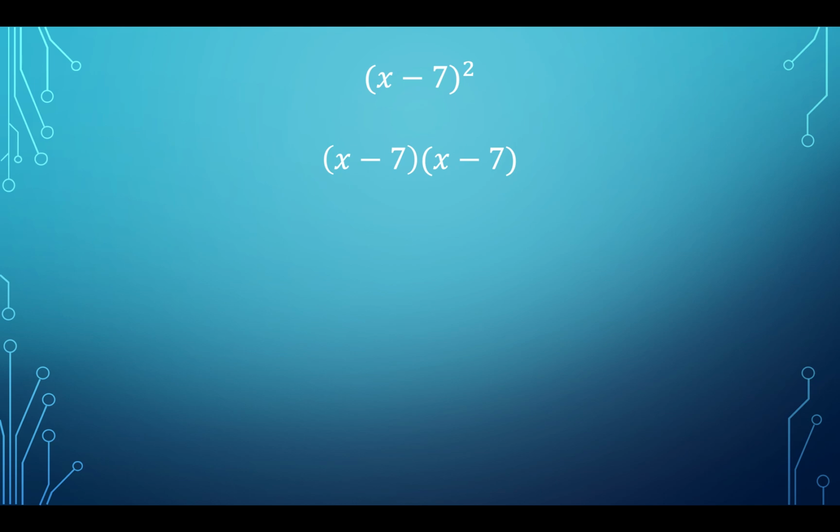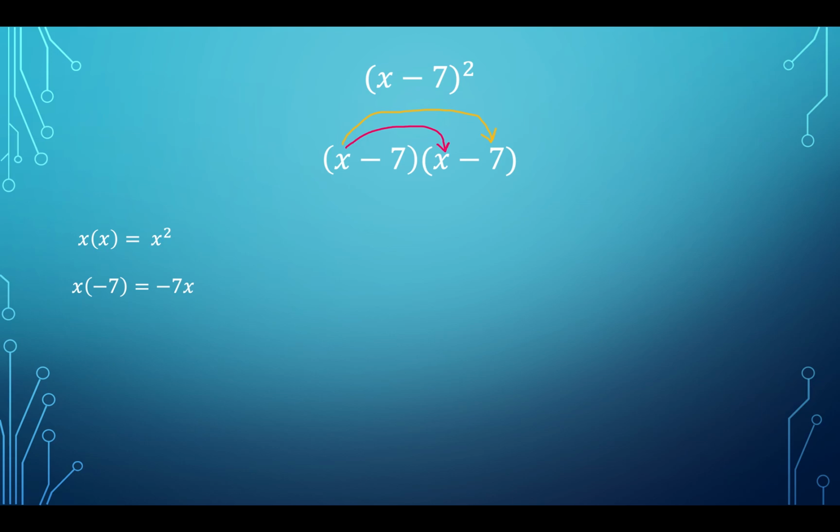So what's the first? Remember, we're still going to use FOIL. The first term, x times x, gives me x squared. The next letter is outer, so our outer two terms get multiplied. So x times negative 7. Now remember, always use the sign here to determine if it's positive or negative. So x times negative 7 gives me negative 7x.